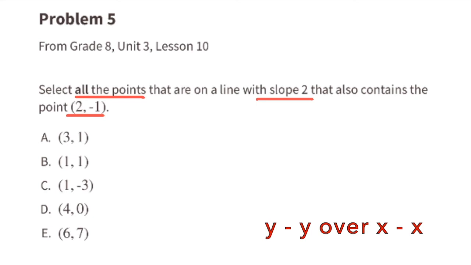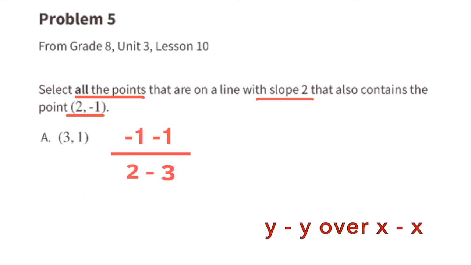The y value in the original set of points is negative 1, and the y value for a is 1. So negative 1 minus 1 over the x value 2 minus the x value 3. Negative 1 minus negative 1 is negative 2, and 2 minus 3 is negative 1. Negative 2 divided by negative 1 equals 2. So this has a slope of 2. That means that both these points would be on the same line, and that line would have a slope of 2.